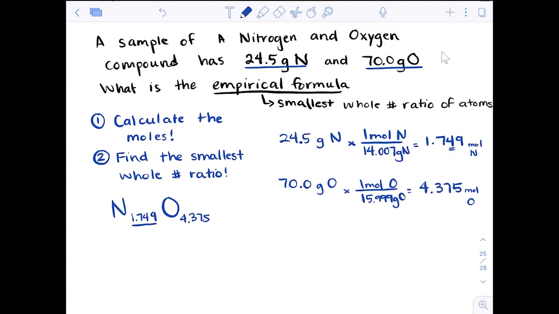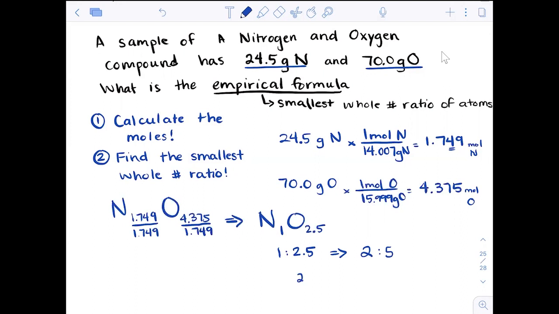1.749. And we're going to divide by the smallest. By dividing by the smallest, what we can start to do is get that smallest whole number ratio. What we see with that is a nitrogen that's a 1, and an oxygen that's a 2.5. Now we're closer. Again, we can't round, but we can say that a 1 to 2.5 ratio is really a 2 to 5 ratio. Multiply that by 2.